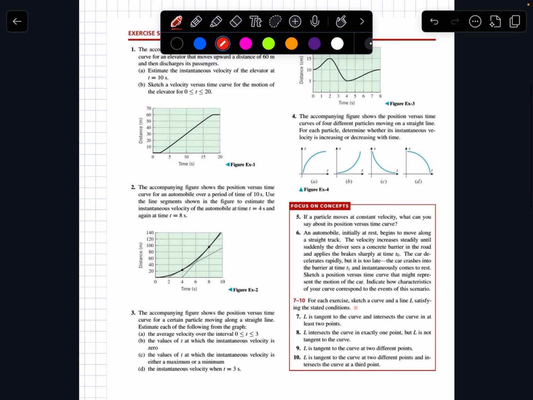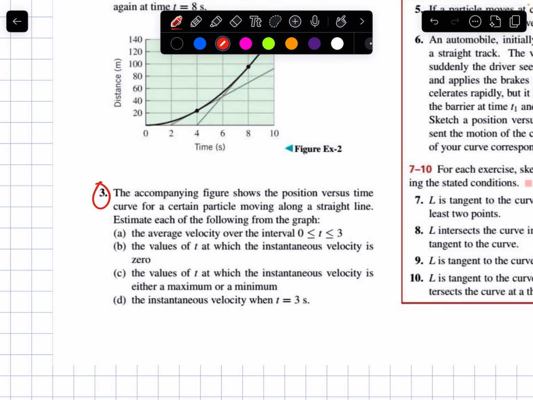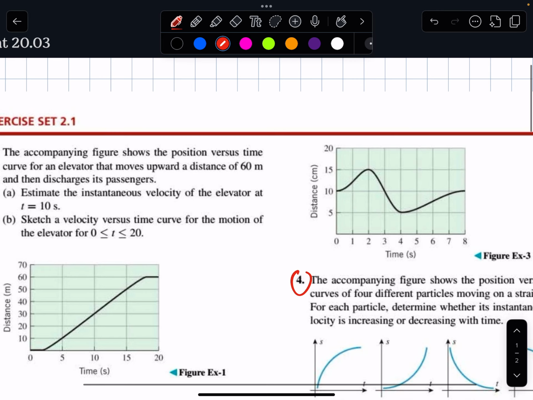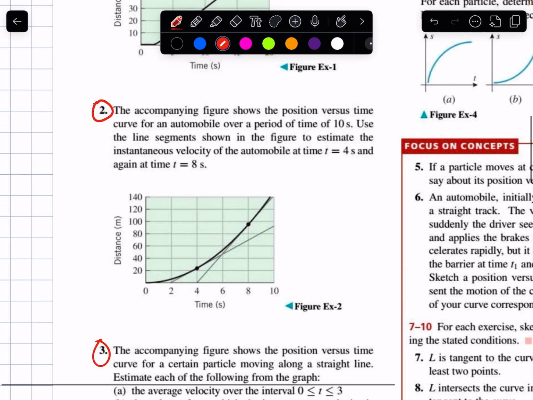Today we will be going over questions 2 through 4, which is 2, 3, and 4. Okay, so first, for question 2, this is the position versus time curve for an automobile over a period of 10 seconds. Use the line segments shown in the figure to estimate the instantaneous velocity of the automobile at time t equals 4 seconds and again at time t equals 8 seconds.